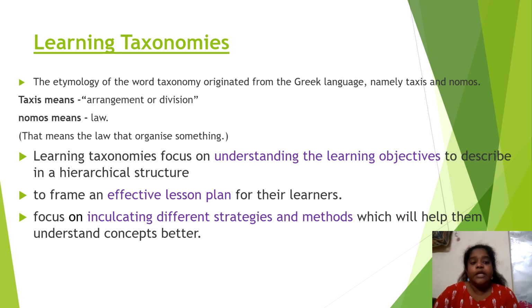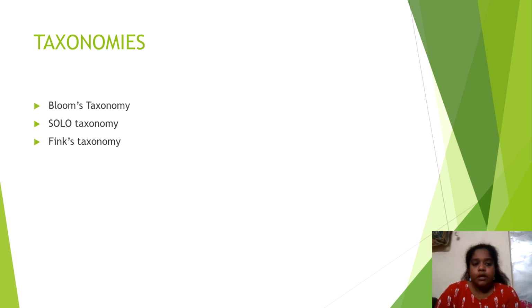Learning taxonomies. The etymology: taxis means arrangement or division, nomos means law. That means the law that organizes something. So these learning taxonomies focus on understanding the learning objectives to create an effective lesson plan and inculcating different strategies and methods. These are the 3 taxonomies that are involved.